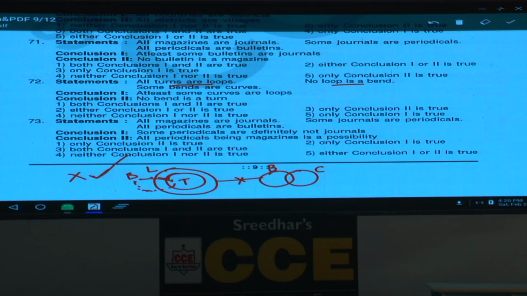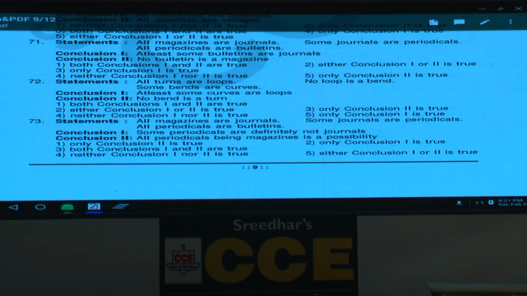Hence second conclusion, then what is your answer? Only conclusion 2 follows, that is choice 3. Choice 3. Then coming to question number 73. Now in this 73, all magazines are journals. All these magazines are journals can be written like this, and some journals are periodicals, and all these periodicals are a part of these bulletins. Now this is the basic diagram.